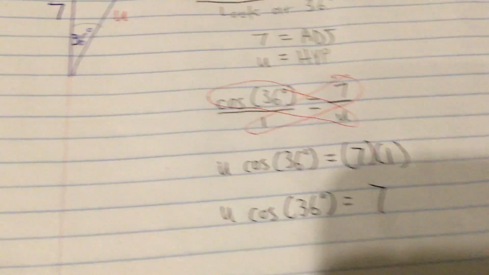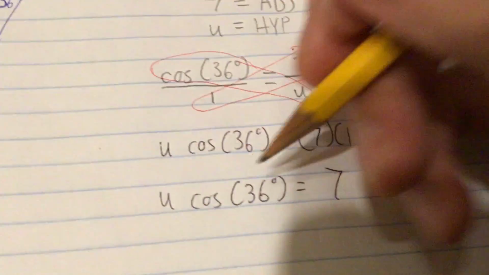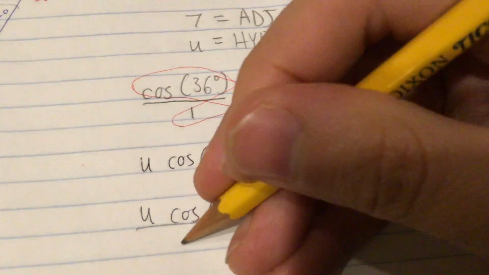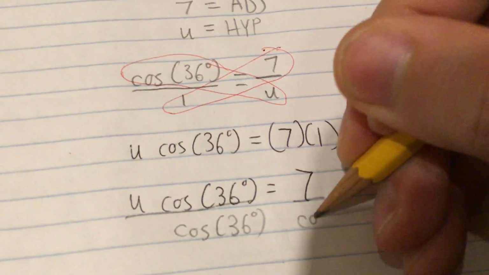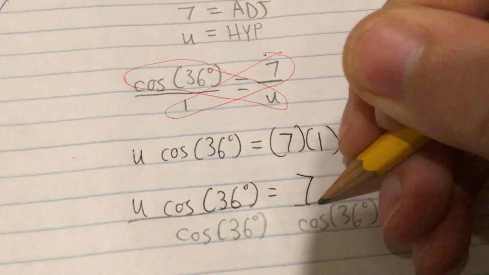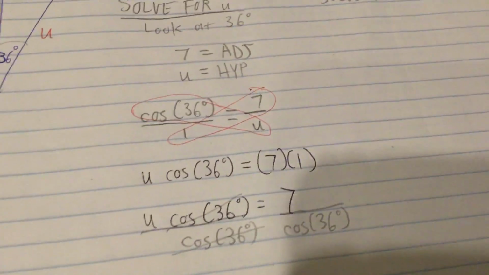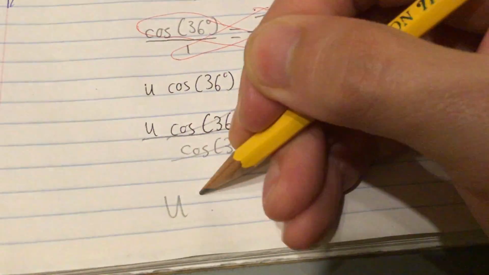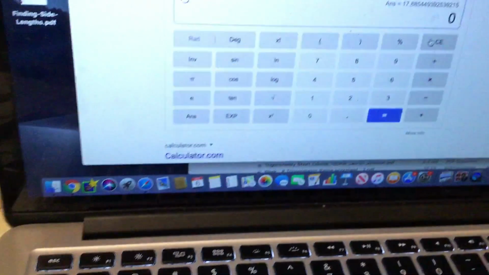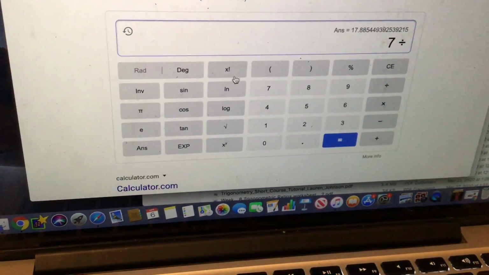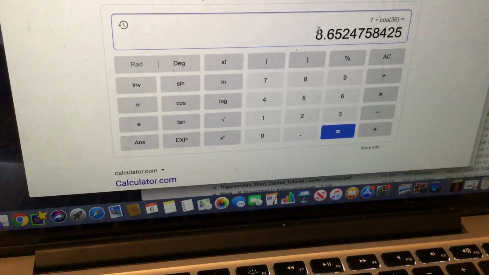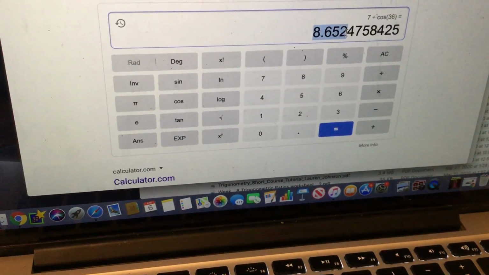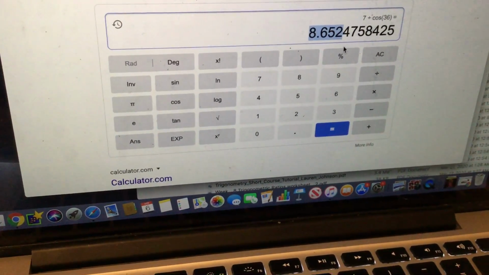And how do I solve for U? Well, I'm going to undo both sides by dividing both sides by cosine of 36 degrees and rounding to the nearest 3 decimal places. So that cancels out, that cancels out. And now I'm left with U is approximately what? 7 over the cosine of 36 degrees. And that is 8.6542. That 4th decimal place is a 4, so I'm going to round down to 8.654.